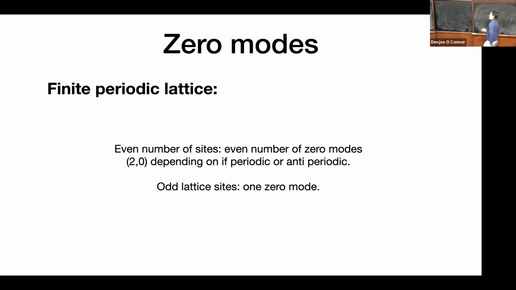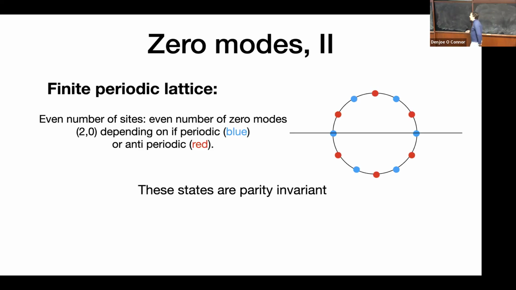If you do things on a finite volume, and you have an even number of sites, you always have an even number of zero modes, but it can be either two zero modes or zero zero modes, depending on whether you put periodic or anti-periodic boundary conditions for it. And when you have a lattice with an odd number of sites, you get one zero mode, regardless of this periodic versus anti-periodic. So, how does it work?